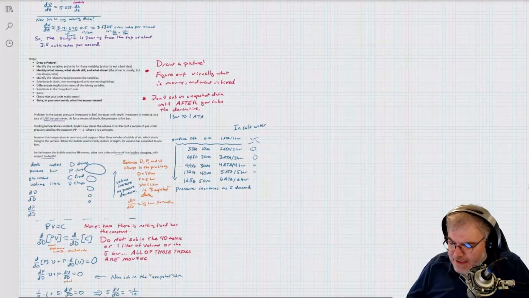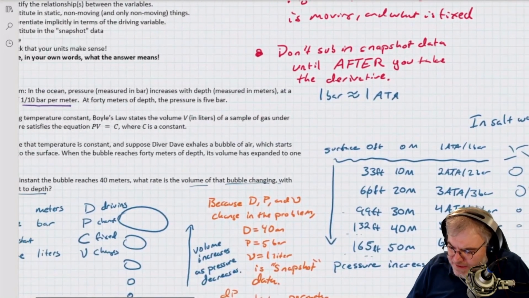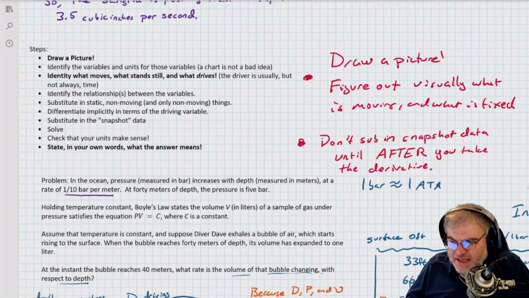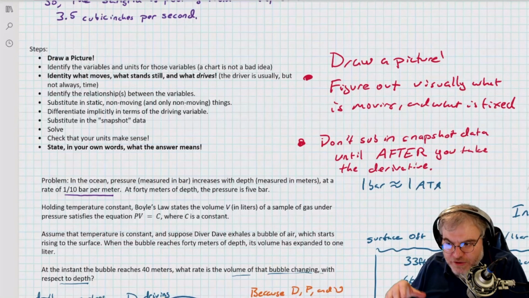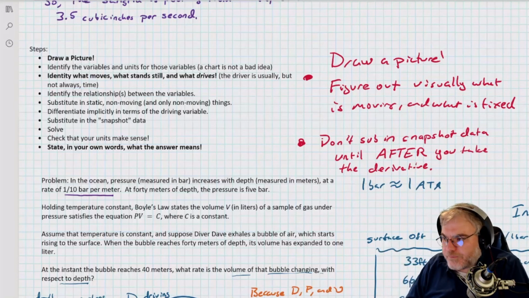Have a good one. And don't forget the steps here. And please remember the difference between the snapshot data, the whole movie, what moves during the movie, and what is fixed for the whole movie and what's fixed only when I hit pause.